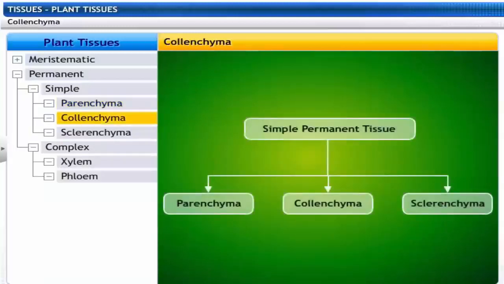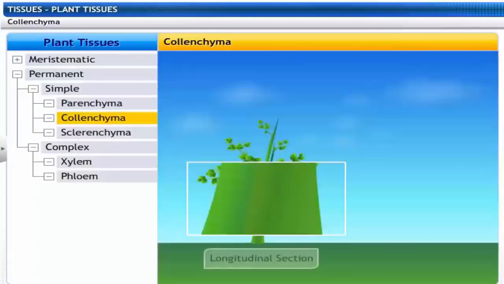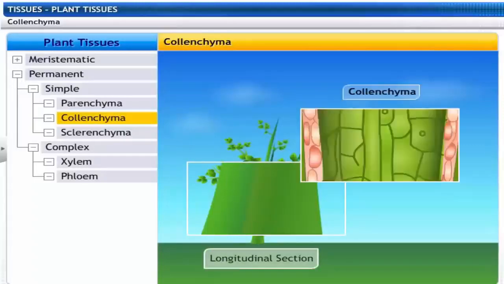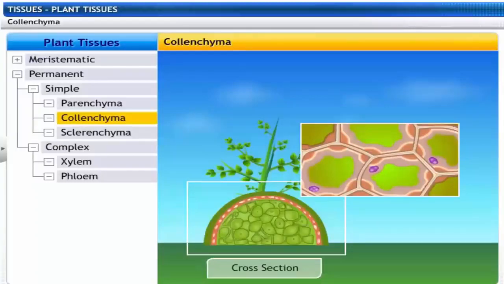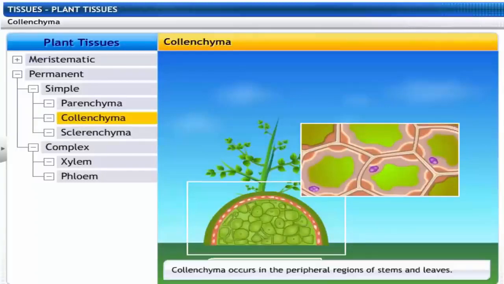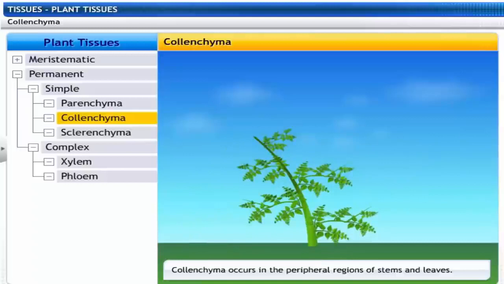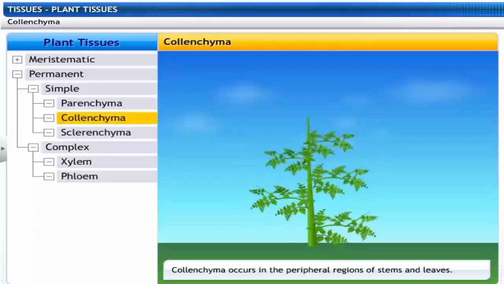Let's take a look at another simple permanent tissue, the collenchyma. Collenchyma are elongated living cells with cell walls made of cellulose and pectin. These cells have little intercellular spaces. They occur in the peripheral regions of stems and leaves. Collenchyma provides mechanical support and flexibility in plants.